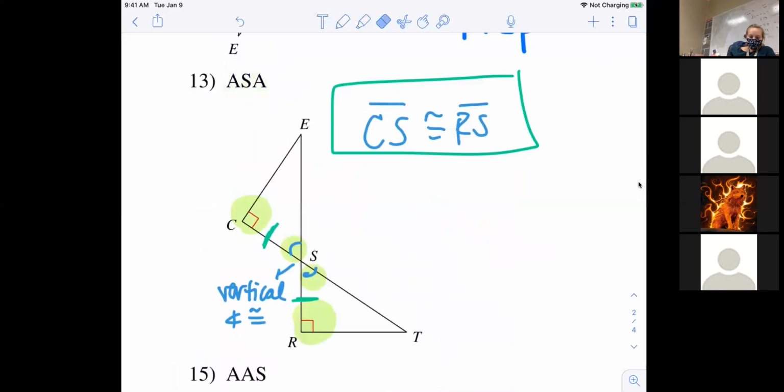ASA. Okay, I want ASA again. So I know that I've got these right angles congruent. And then I knew that I had vertical angles, so I marked the vertical angles. And then the last part was, I know that C and R are congruent, and I know my vertical angles are congruent. In order for it to be ASA, I still need side CS to be congruent to side RS. So that's what I wrote up here. CS is congruent to RS. Starting to make a little bit more sense.